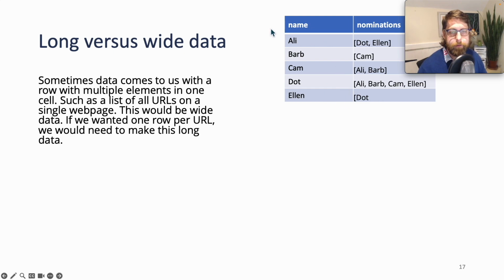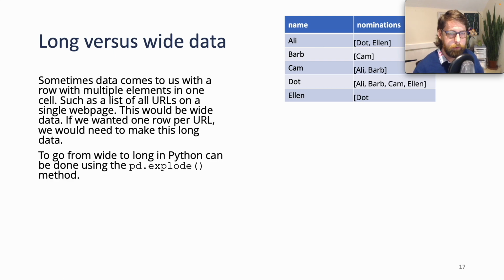But in many cases, we want to have a row per relationship right here, not a row per person and their nominations. It might be Ali nominated Dot and their friends, Ali nominated Ellen and their workmates, or something. Also, this will allow us then to have a single row just for that relationship in case there are other features we want to add to it. So in order to do that, we'd want to make this a long table rather than a wide one. So we can use explode in Python for this.